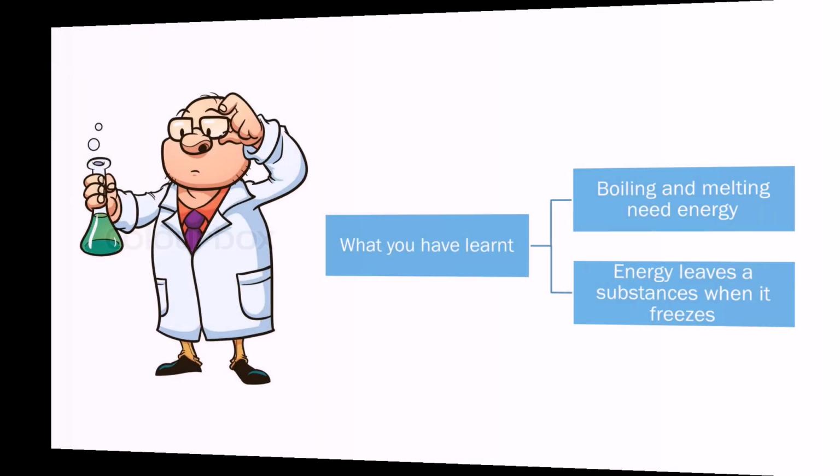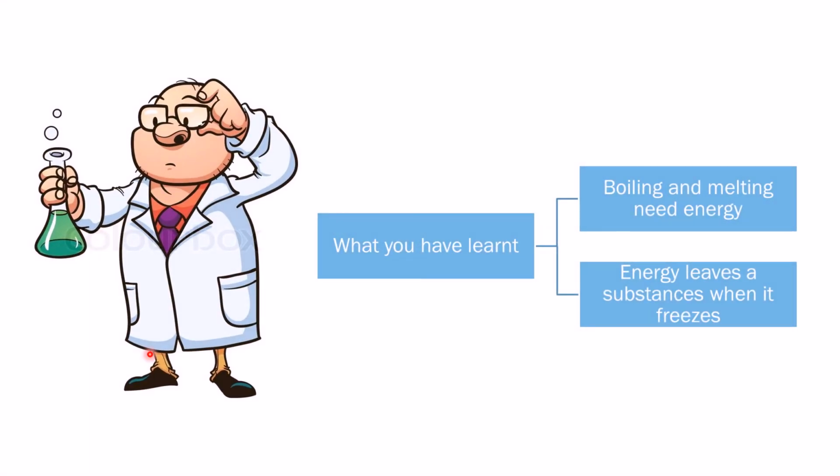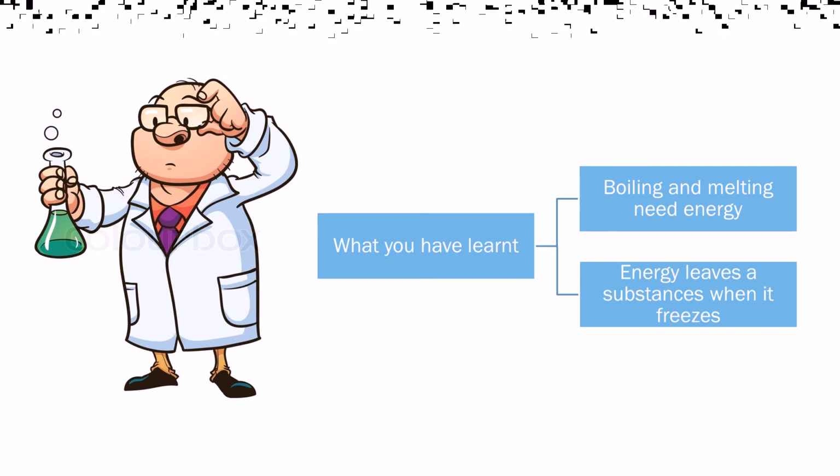Okay, so let's talk about what we have learned. These two points are very important. You may write them down if you like, because these are very easy. Boiling and melting need energy. Okay, melting and boiling points involve energy. Then energy leaves a substance when it freezes. So these two points are very important.